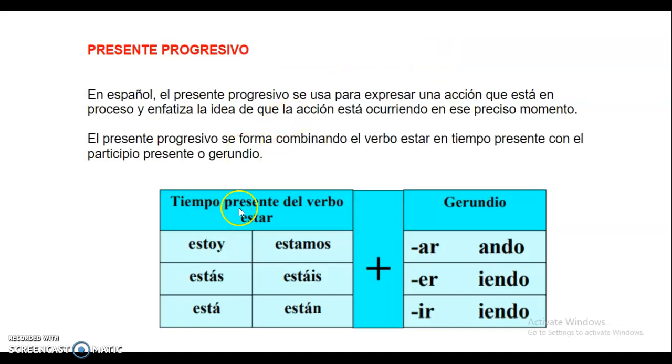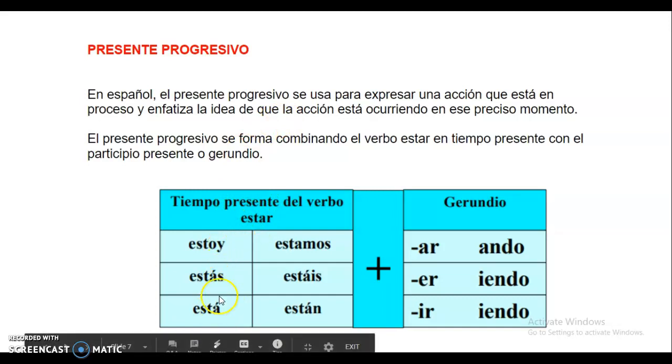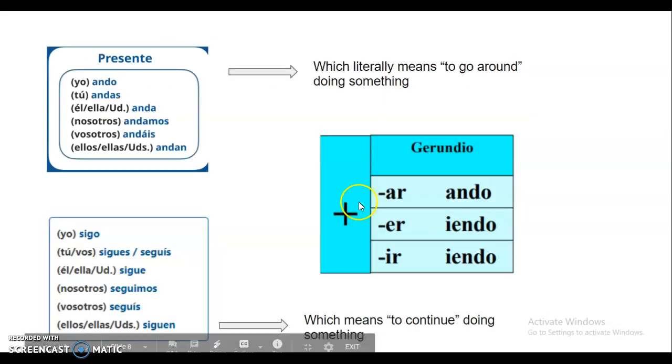Very simple. You see that we have estar, estoy, estás, está. Don't forget the accents. Estamos, estáis, están. And then you have to add the gerund. What happens that you saw last year? You also saw these two verbs, andar, seguir. What do they mean? Andar means to go, actually means to walk, but it literally means to go around doing something. Sometimes it's a little bit negative connotation, but same thing.